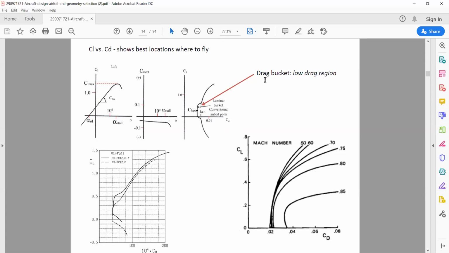The conventional airfoil polar, we'll call it the drag polar. It's called the airfoil polar, and that is called the low drag region. That is called the drag bucket. It is a feasible region where we can fly the aircraft. That is the optimum point, CL optimum. We have to choose CL optimum when we are going to design. We'll discuss how we are going to choose it.